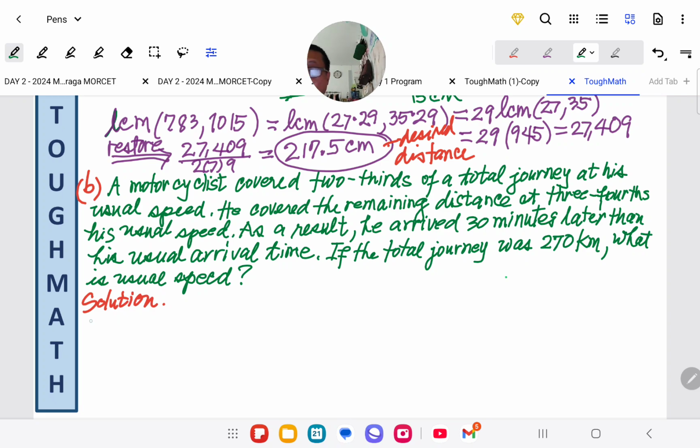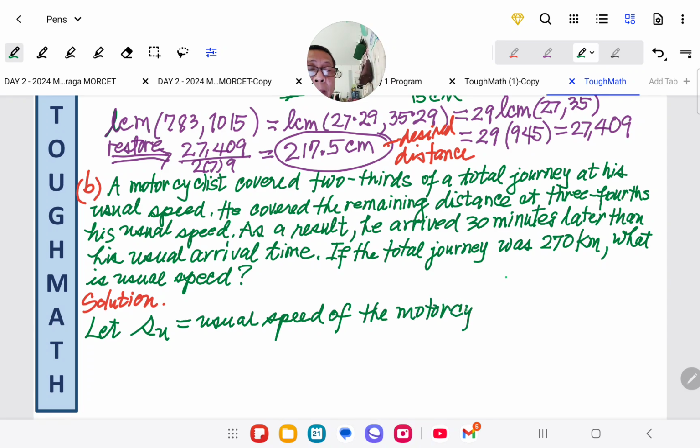So here, first we let S sub u be the usual speed of the motorcyclist. Also, we have T1. By the way, this speed is in kilometers per hour.